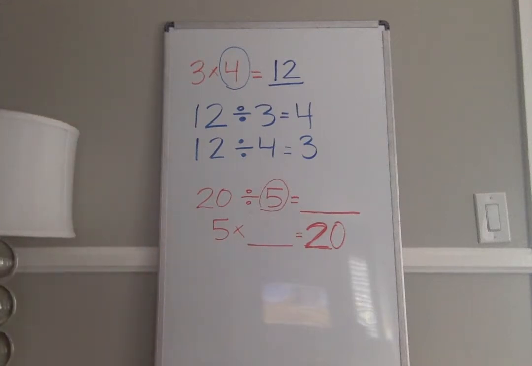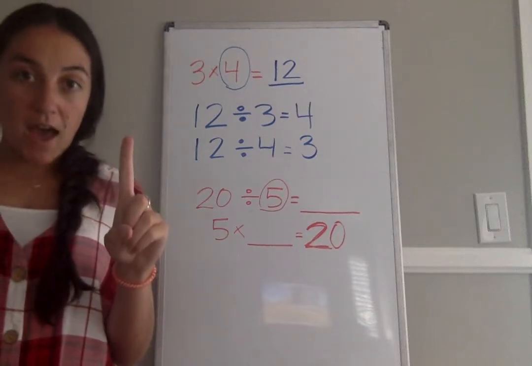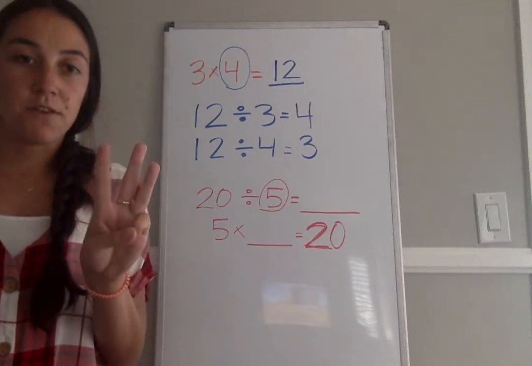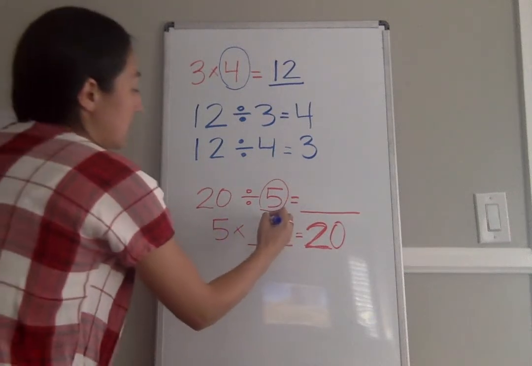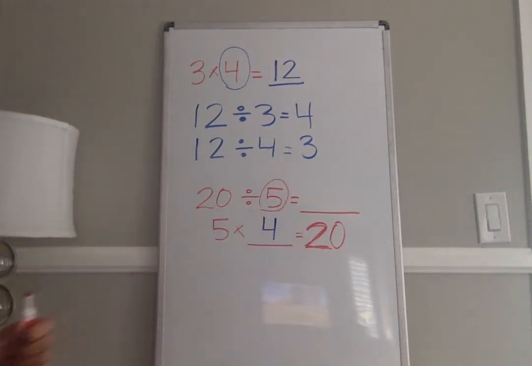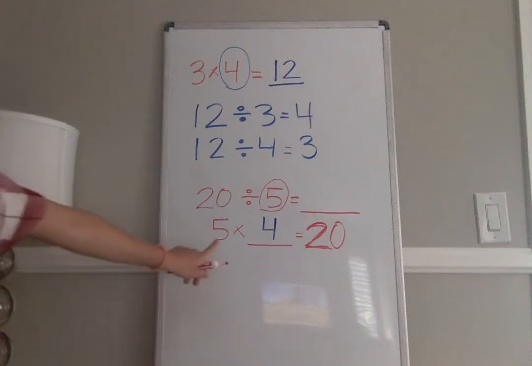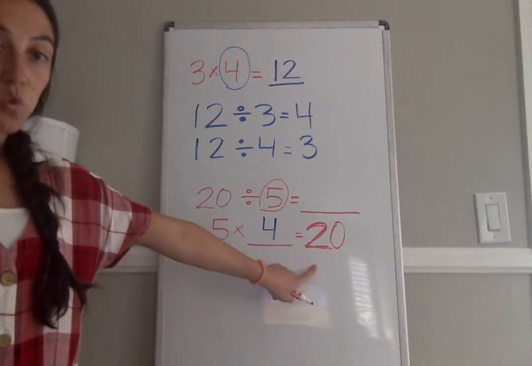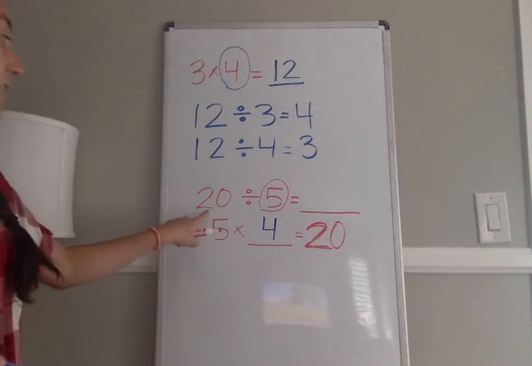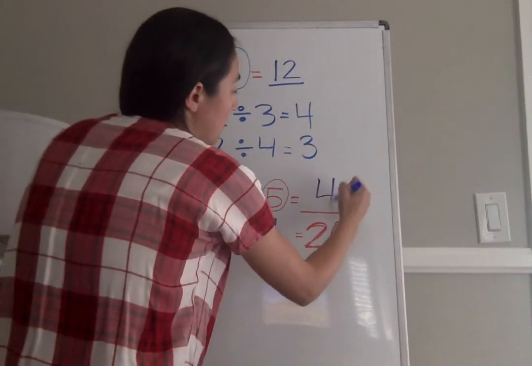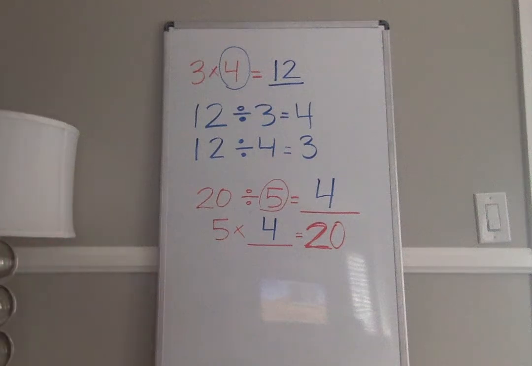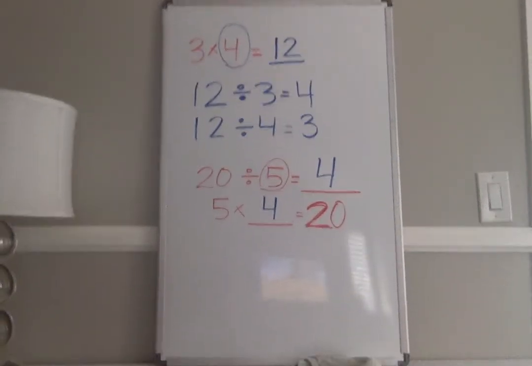So now I can count by 5s until I get to 20. So 5, 10, 15, 20. I skip counted 4 times to get to 20. So that means 5 times 4 equals 20, which also means that 20 divided by 5 equals 4. And that's how we're going to flip it to multiplication.